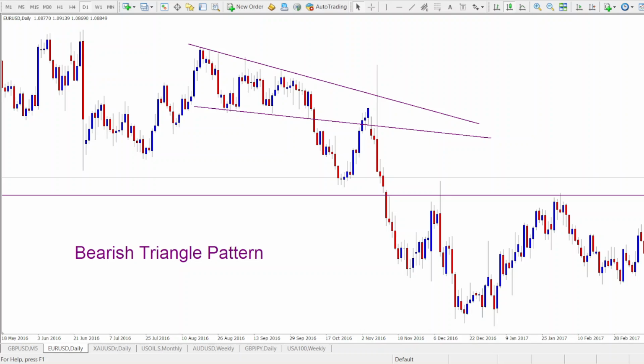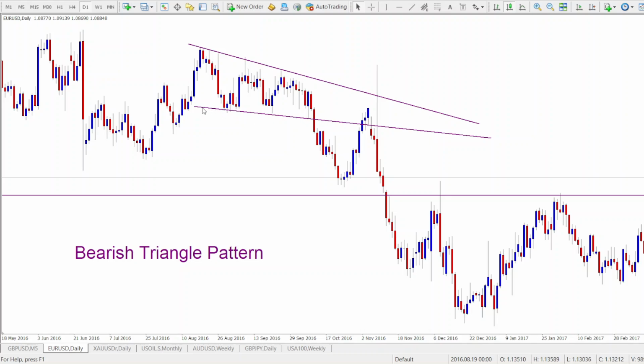Now, first of all, there must be converging trend lines. The most distinct feature is the two converging trend lines. One is a downward sloping line connecting the highs, while the other is another line that connects the lows. The first line must be downward sloping, right?